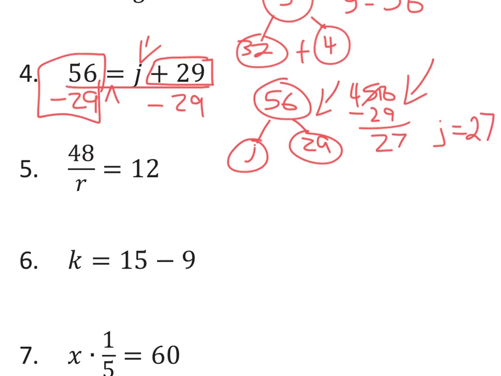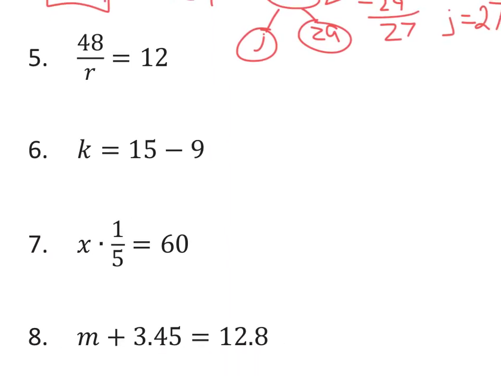Next question. I'm going to change colors here. So for number 5, if you remember, when we see fractions, you might say this is 48 r's. But that was because you first learned fractions, 1/2, 1/3, 2/4. But when you see it in the equation, we don't think of it as a fraction as much as we think of it as division. We think of it as 48 divided by r equals 12.